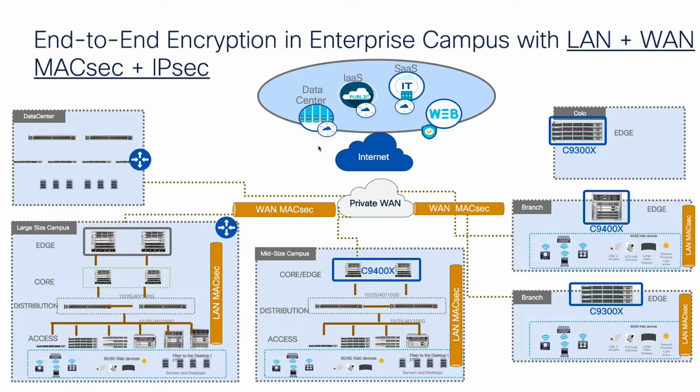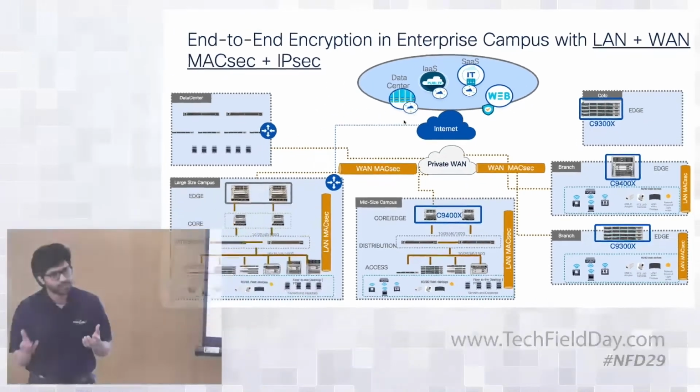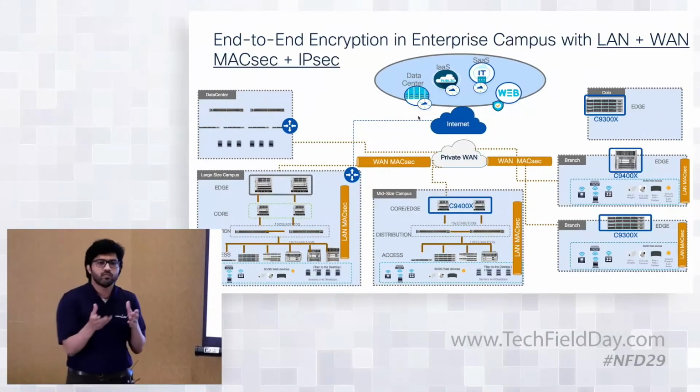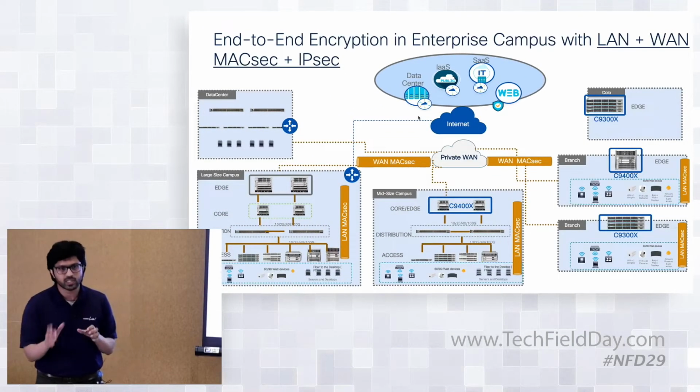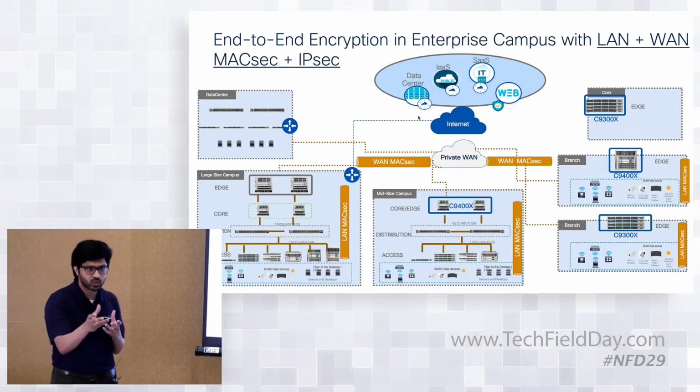So that is where IPsec comes into the picture. One thing I want to call out here is that typically in large campuses, you would have a router in place or some kind of VPN concentrator, or maybe Catalyst 8K routers, which are actually doing SD-WAN for you as well, right?